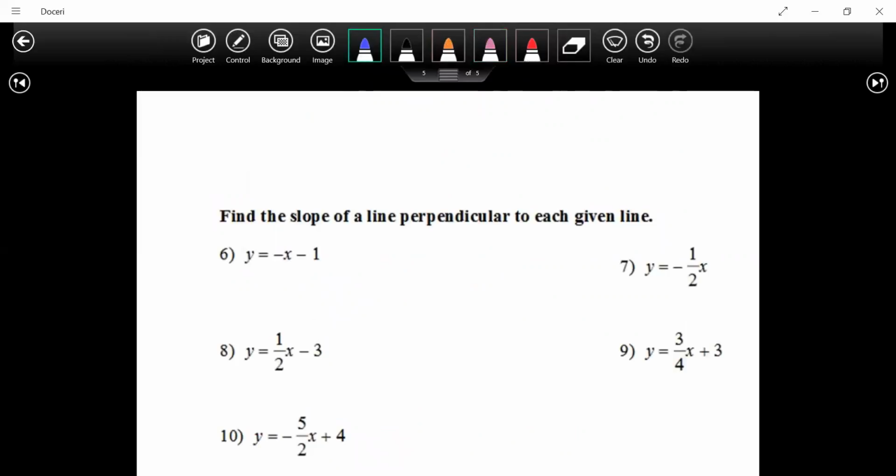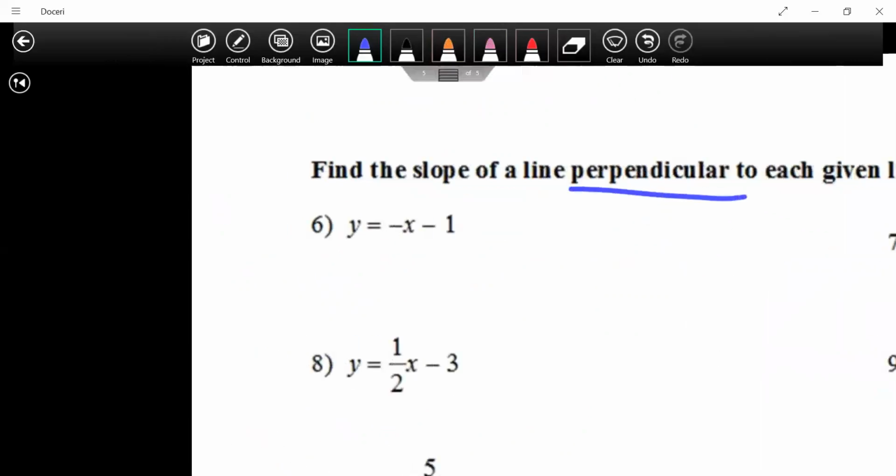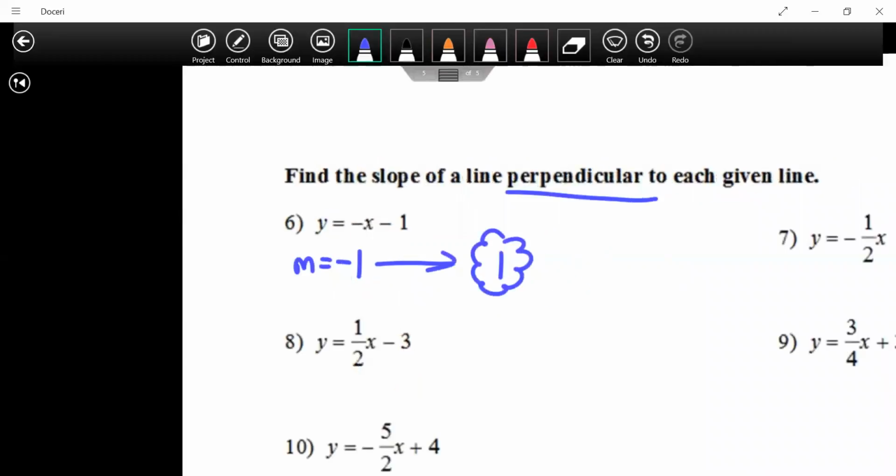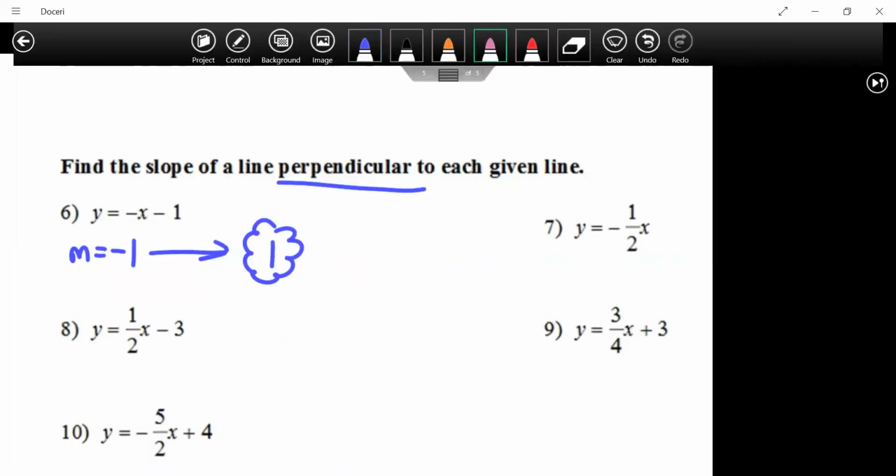Okay. What do you think we're going to do with this next one? Opposite flipped. We're going to do the opposite flip. So looking at number 6, what is our slope? -1. What is its reciprocal? What is its perpendicular slope? So it's its opposite flipped. Opposite would be positive. Positive would be just 1. You guys are really good at this. What's my slope for number 7? -1/2. What would make it perpendicular? 2/1, or just 2. I'm okay with that.